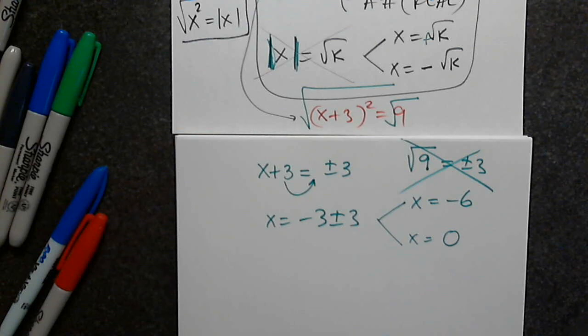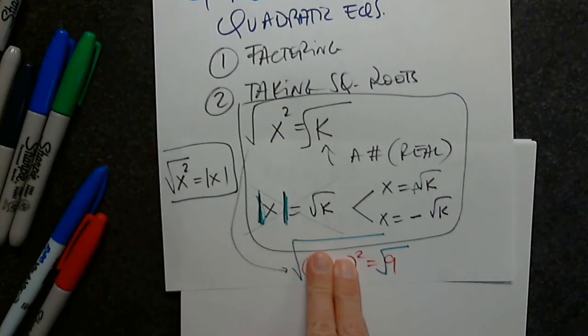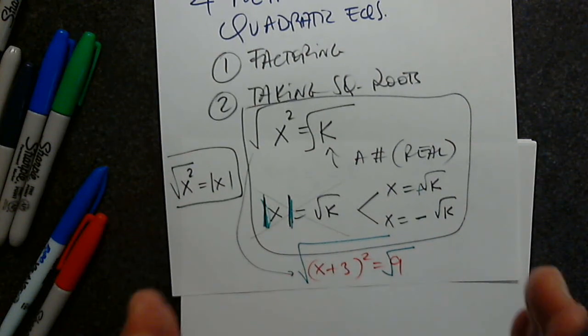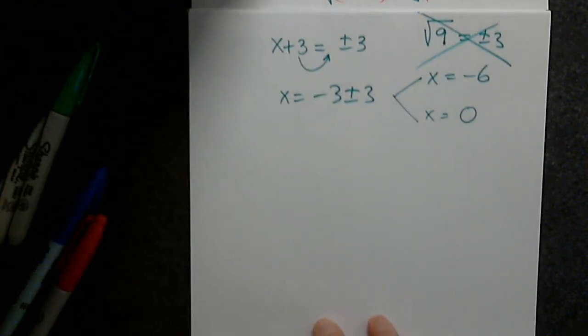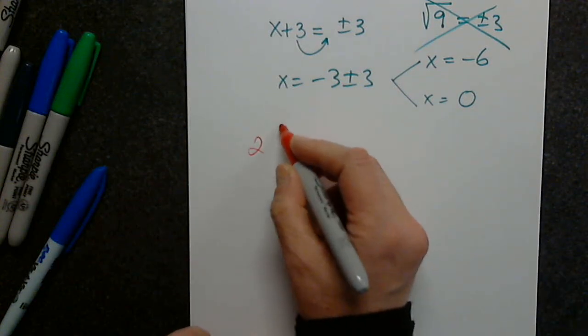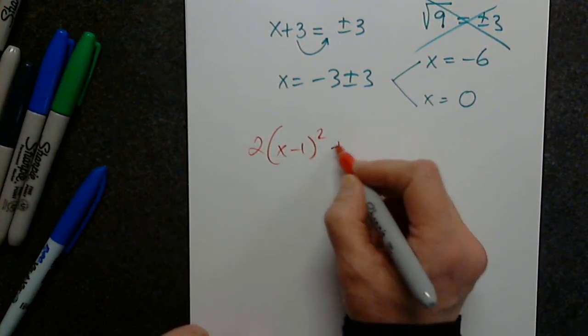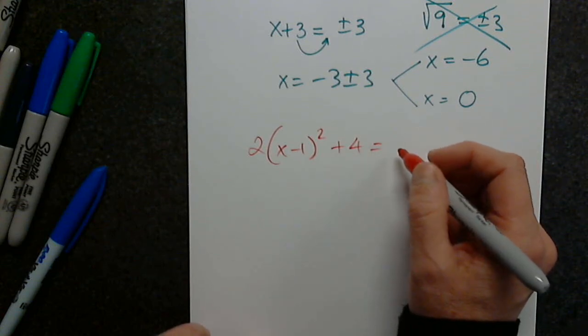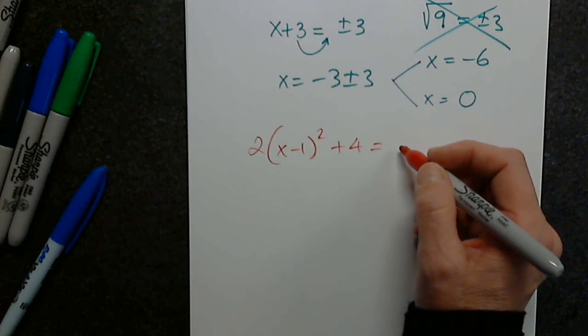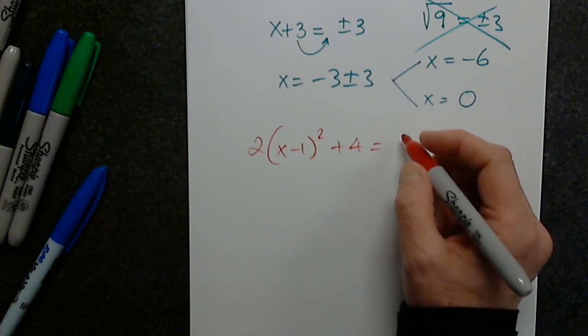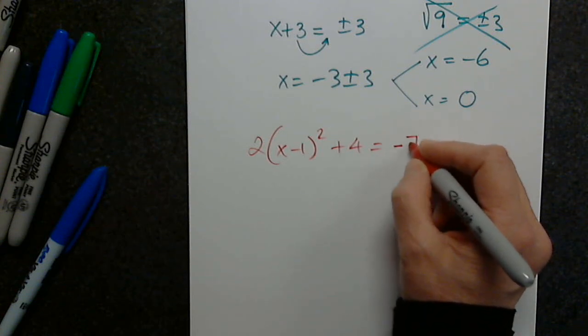So this is a specific type of method, right? It's a method that is applicable only in one situation, and that situation is when I have something squared and just a number on the other side. If I don't have this particular setup, I will not use this method. So here's another example. Let's say 2x minus 1 squared plus 4 equals, why not? Let's do negative 7.